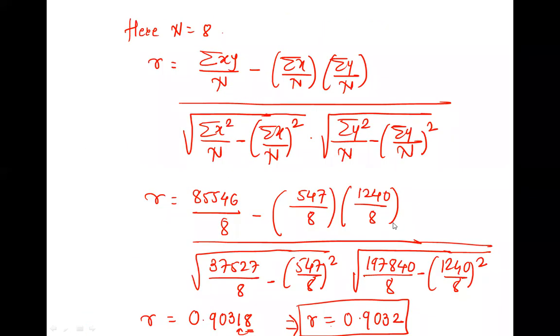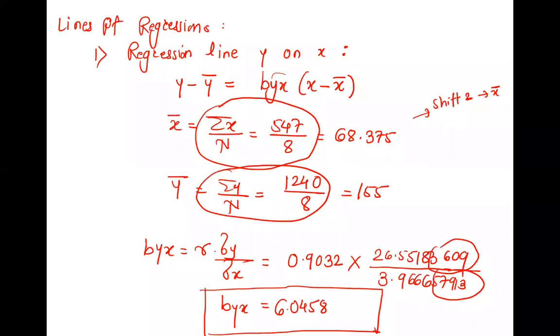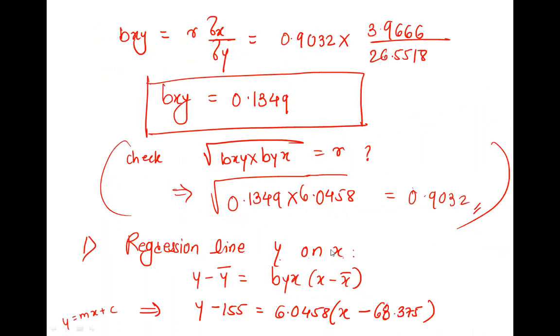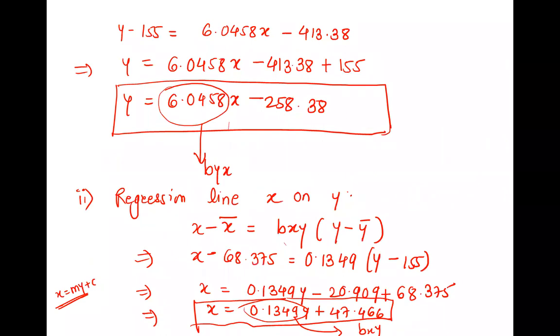Table, then formula, then values in the formula and the answer for R. Done. R is done. And then they are asked to find regression lines also. So there are two types: regression lines Y on X and X on Y. Before that, all these values X bar, Y bar, BYX, BXY, substitute there and we get the two lines Y on X, X on Y. That's the answer.